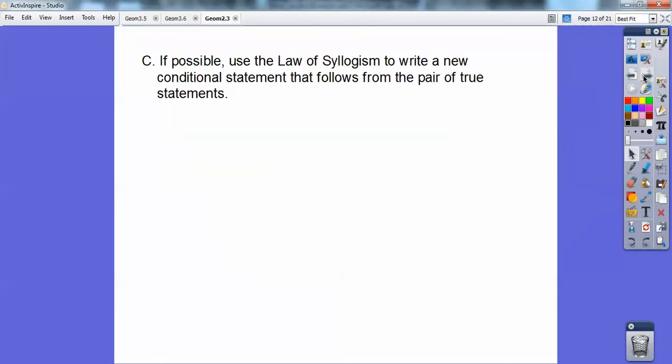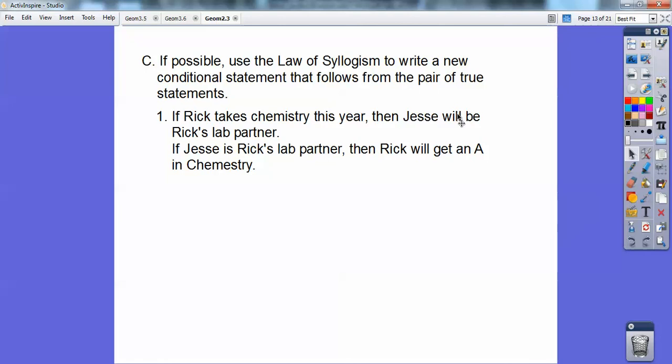If possible, use the law of syllogism to write a new conditional statement that follows from the pair of true statements. We're going to accept these to be true. If Rick takes chemistry this year, that's our A, then Jesse will be Rick's lab partner. That's our B. This one says if Jesse is Rick's lab partner, there's your B, then Rick will get an A in chemistry. That's something new, so that would be C. I color coded it here. The blue is the A, the red is the B, and this is red again, so that's the B, and this is something new, that's C. Therefore, I can say if A, which is if Rick takes chemistry this year, then C, then Rick will get an A in chemistry.